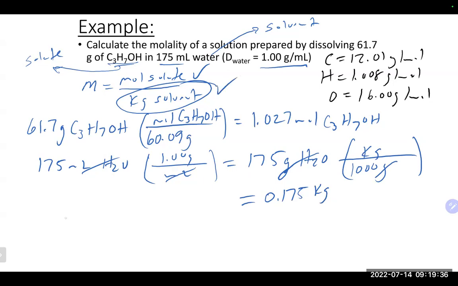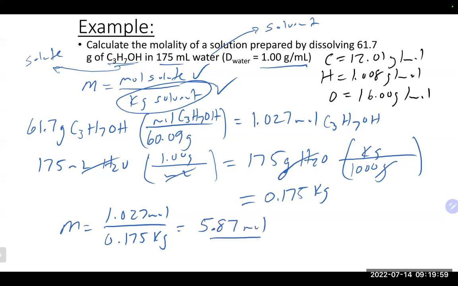So the molality would be 1.027 moles up on top, 0.175 kilograms on the bottom, and that will get us, looks like, 5.87, and it would be moles per kilogram, or 5.87 little m in this particular case. Any questions on that there?